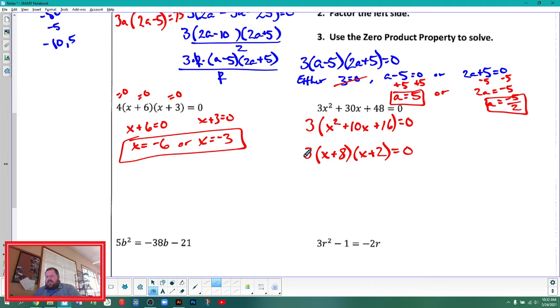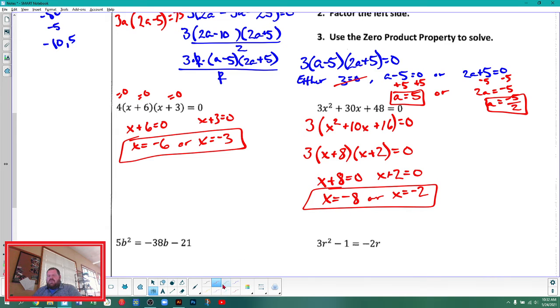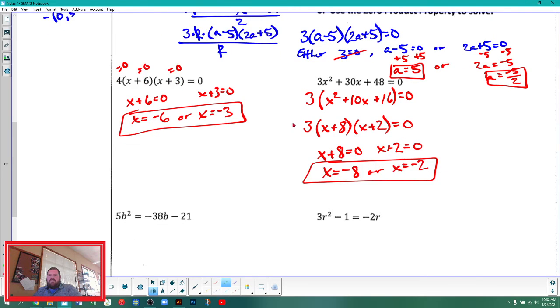So that either means that 3 equals 0, x plus 8 equals 0, or x plus 2 equals 0. There's nothing I can do with the 3, but I could change x to make one of these two things 0. x could either be negative 8 or negative 2. Either one of those values for x would make this whole thing equal to 0.